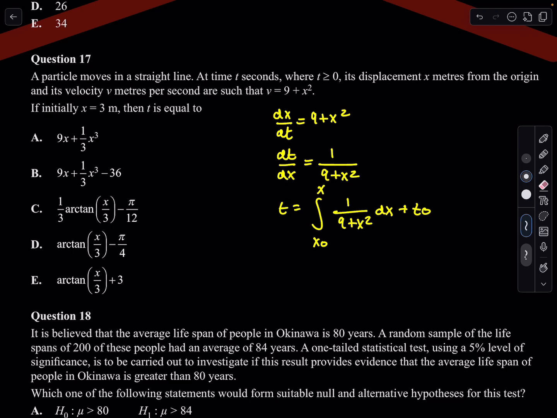So for example, can you see how our initial condition is what? When t equals 0, our x equals 3. So let's sub those in there. So x0 would be 3, our t0 would be 0. So put this here, it simplifies, and it's going to give us our c value and the whole equation. So put that in our CAS.